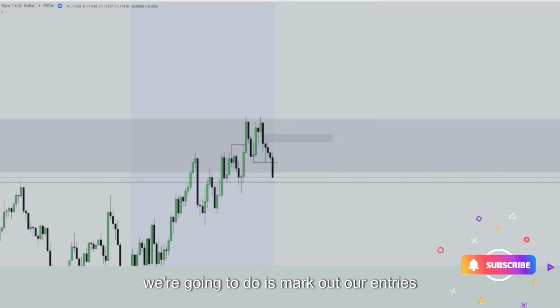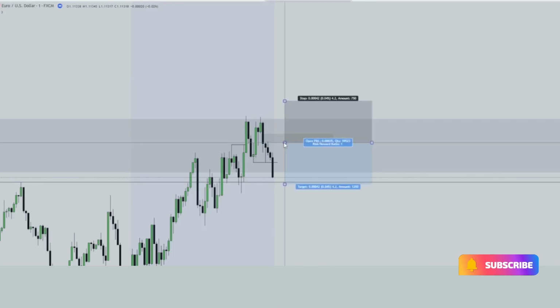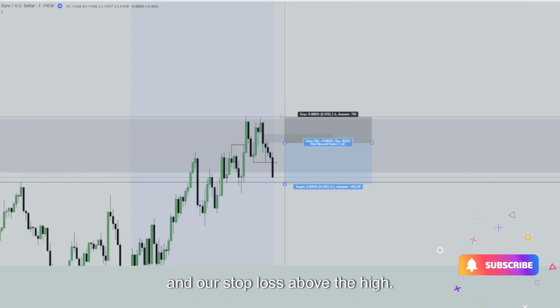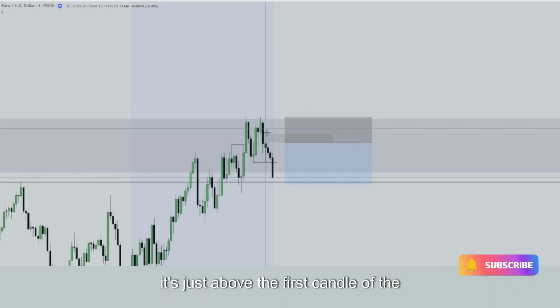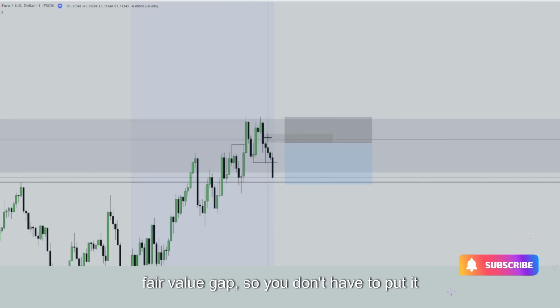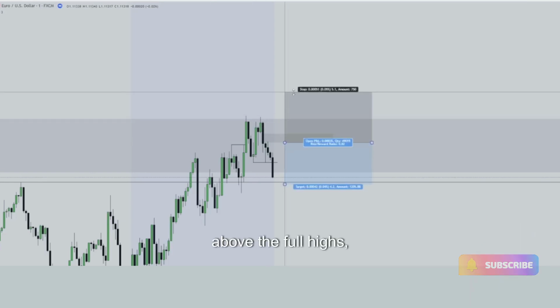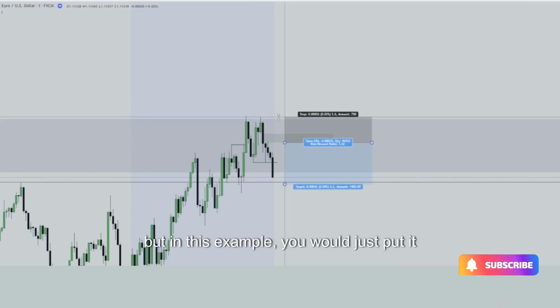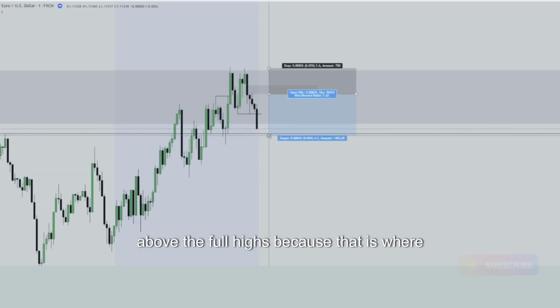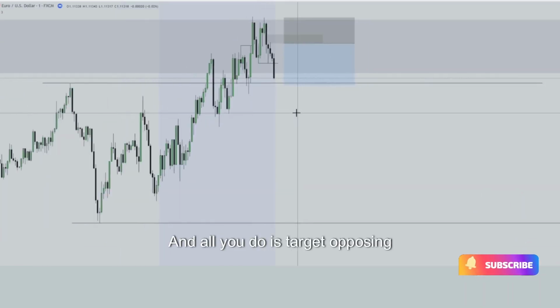Okay, so all we're going to do is mark out our entries like that. We're going to put our entries at the bottom of the FVG because we're looking for sells, and our stop loss above the high. And as you can see, it's just above the first candle of the fair value gap, right? So you don't have to put it above the full highs. Okay, but in this example, you would just put it above the full highs because that is where the FVG is made up. And all you do is target opposing liquidity.